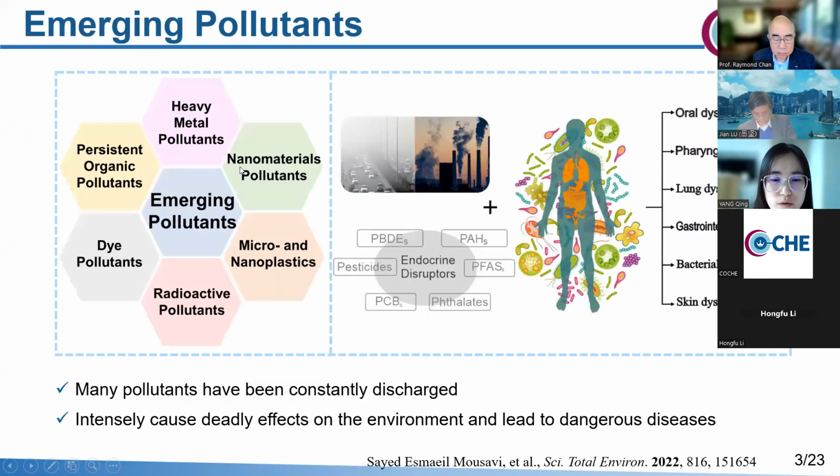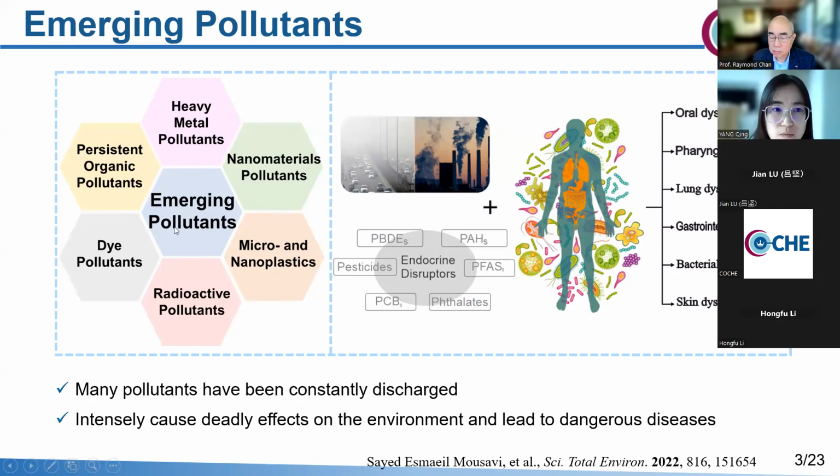Environmental pollution is one of the significant international concerns today. There are various emerging pollutants in the environment, like persistent organic pollutants, heavy metal pollutants, nanomaterial pollutants, and micro and nanoplastics, etc. These pollutants have harmful effects on the environment and human bodies. Some studies show that they have negative effects on the respiratory system, cardiovascular system, and the reproductive system, etc. Today I'll focus on micro and nanoplastics pollution, which are emerging pollutants that have attracted greater attention in recent years.